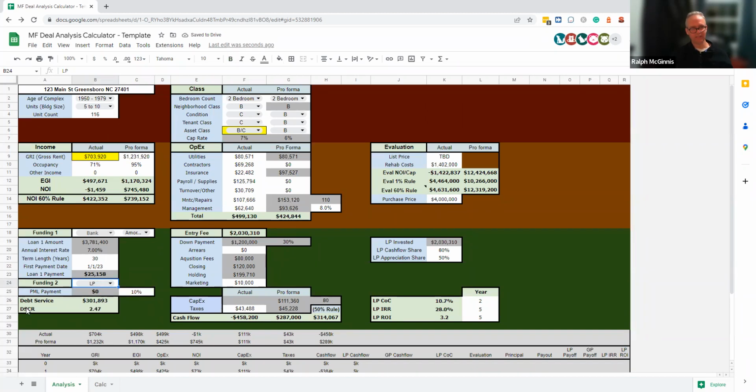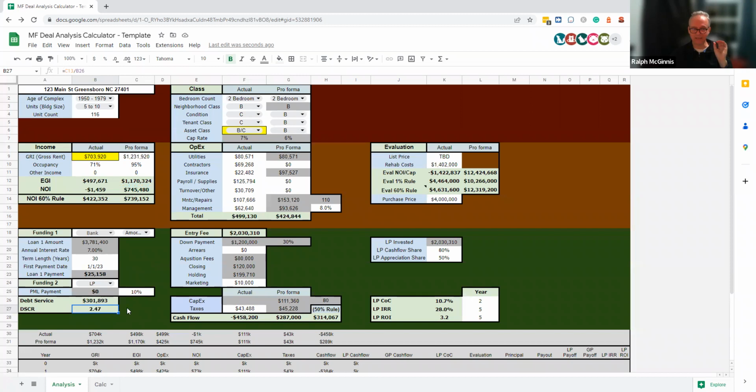So your DCR is going to be all of the debt services combined. It's a ratio of the NOI divided by your debt service. So this project, after it's completed, should have an NOI of 745,000 divided by your debt service, or the other way around, I'm sorry. That gives you a 2.47 DSCR.